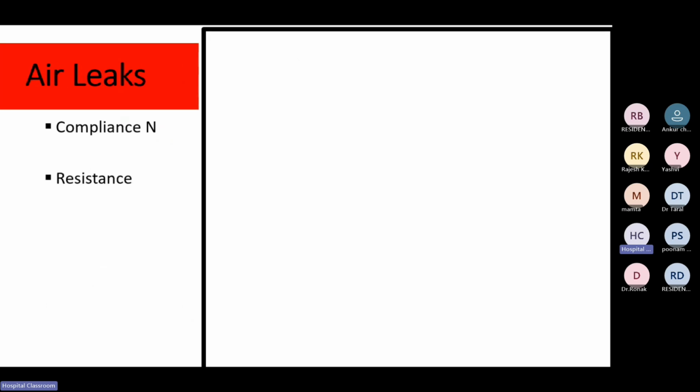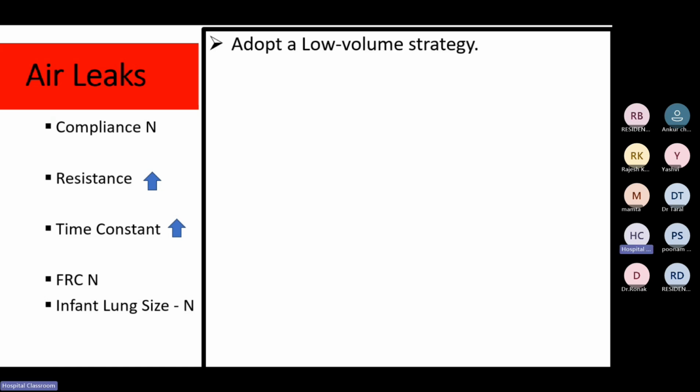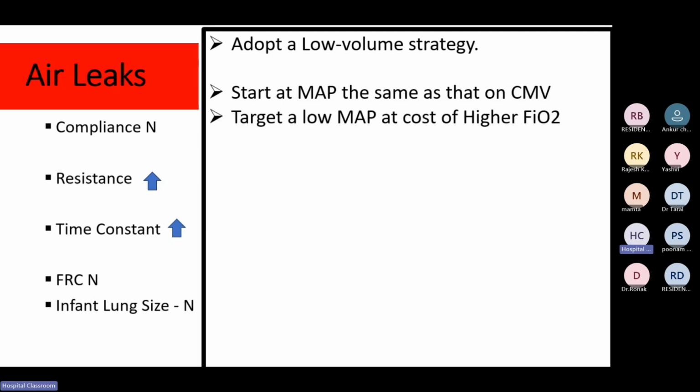When it comes to air leaks, what happens is your compliance is normal. The resistance would be high because of the air leak which is sitting. The time constant may be high or it may be normal. FRC would be normal, and the lung size may be normal or it may be decreased. So in air leaks, you definitely adopt a low volume strategy. You start at a mean airway pressure same as that on conventional ventilation, or maybe a little bit lower would also be fine. And you target a low mean airway pressure at the cost of a higher FiO2.